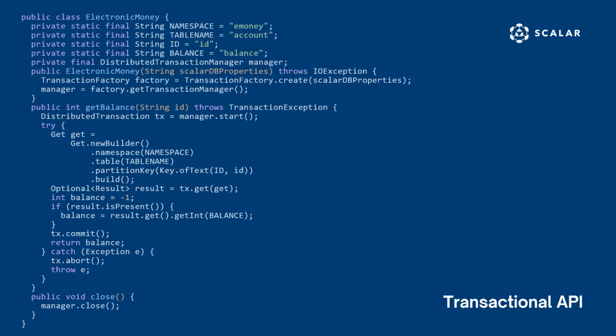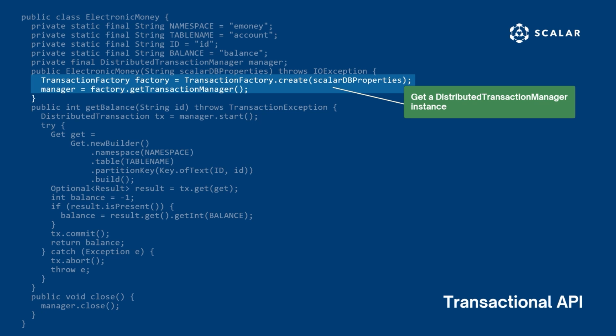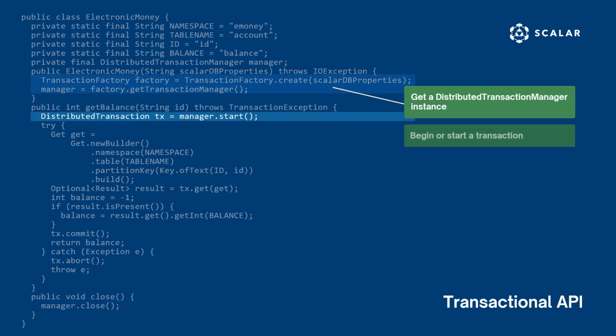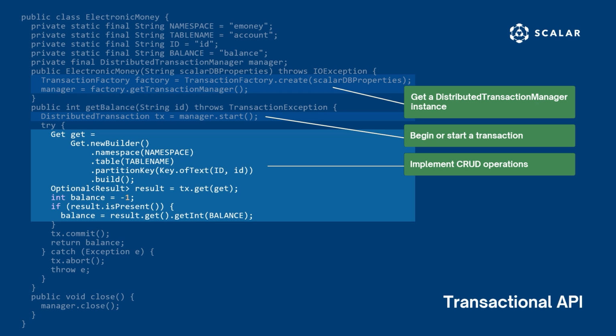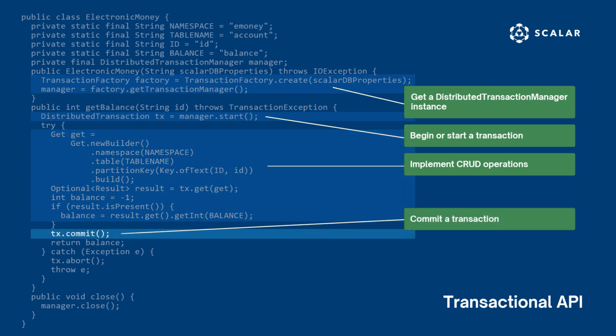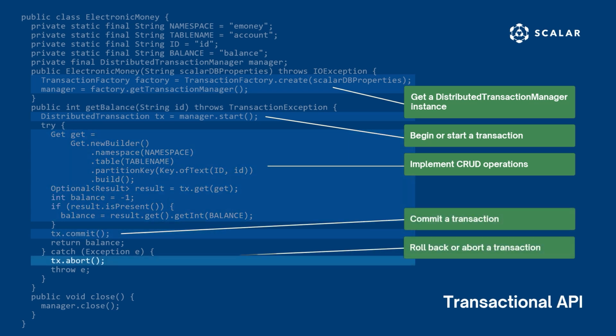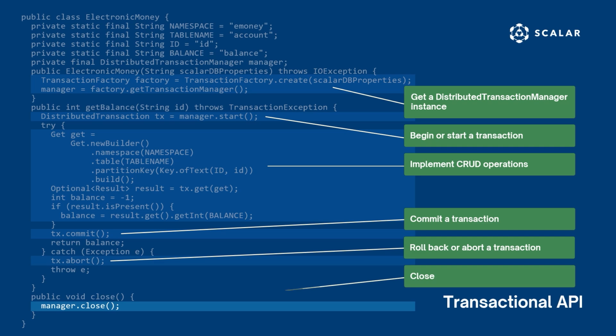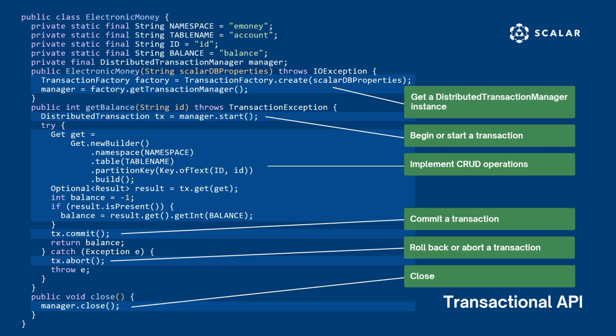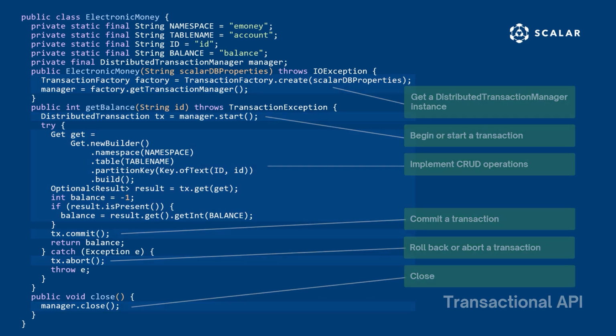Here is a simple sample code that corresponds to the APIs mentioned above. Get a distributed transaction manager instance. Begin or start a transaction. Implement CRUD operations. Commit a transaction. Roll back or abort a transaction. Close a distributed transaction manager instance. In this session, we discuss get operation only. We will discuss other operations in building application sessions.